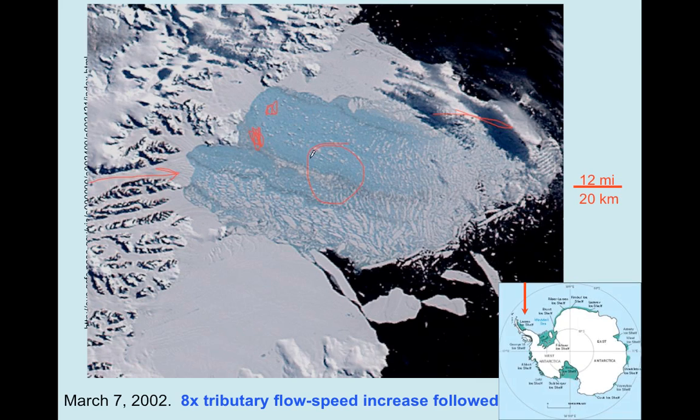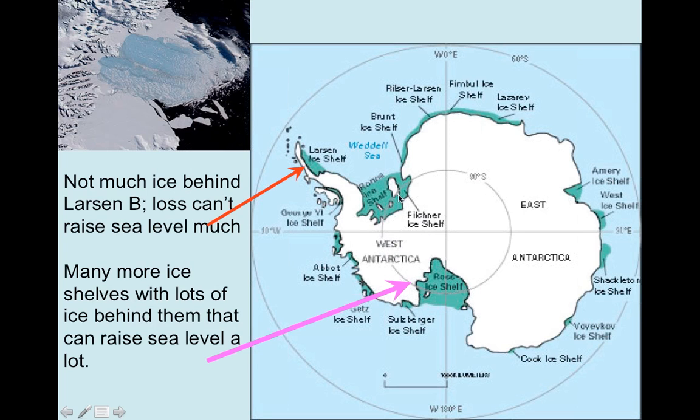So this ice was already floating, but when it broke, it lost the friction. It's no longer a flying buttress. That lets the ice behind it go faster. The Gothic cathedral starts losing mass, and that raises sea level. Fortunately, there isn't much ice behind the Larsen B. But there are lots of other flying buttresses.